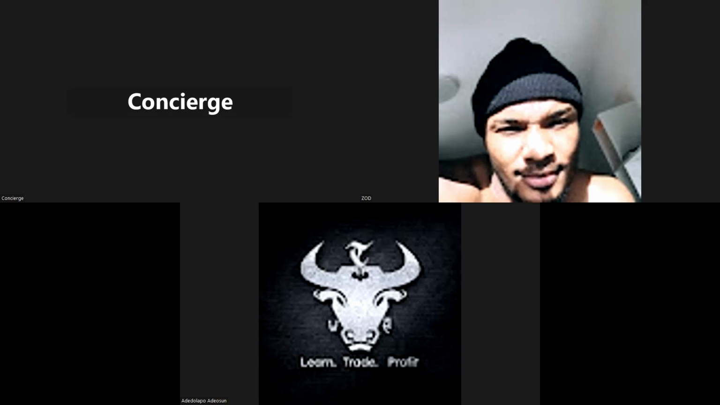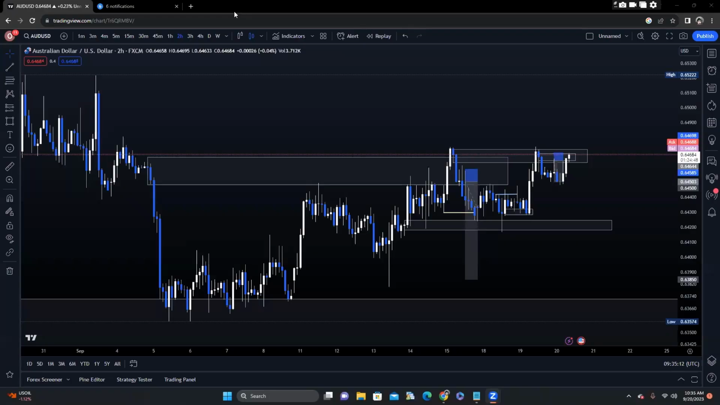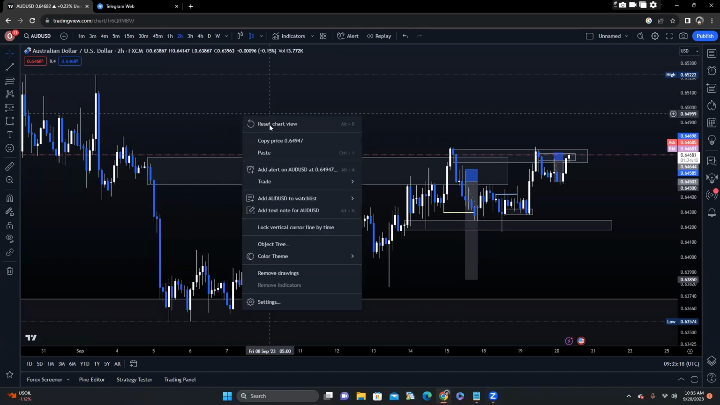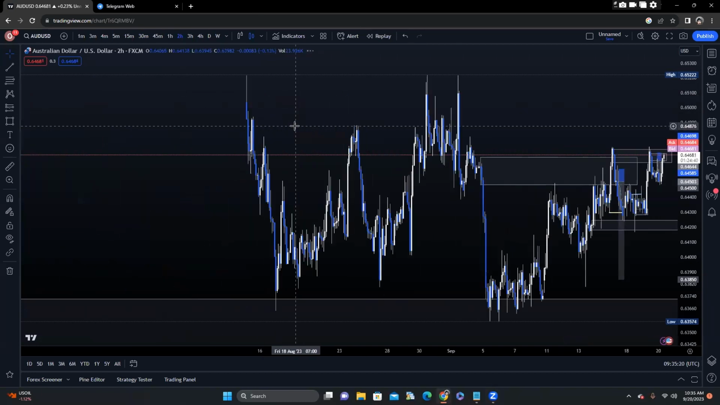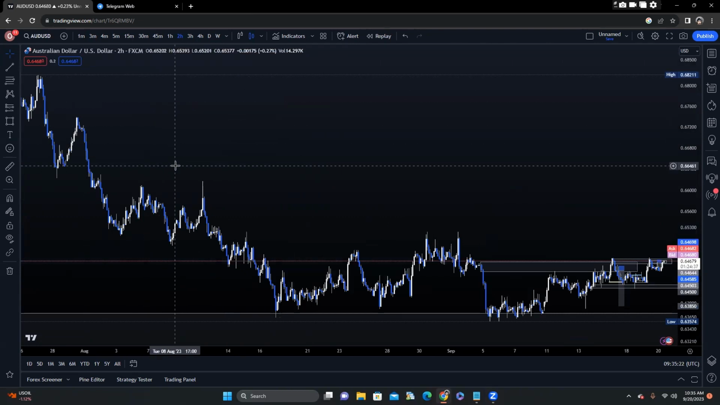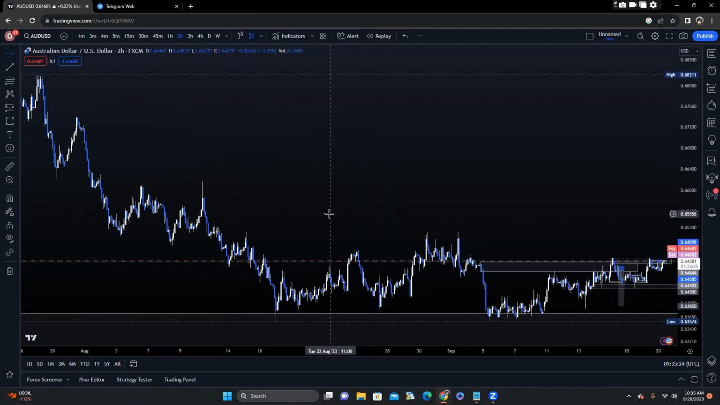And let me quickly share my screen. Okay, can you see my screen? Yes, clearly. You can see the Forex screen, right? The TradingView. Yes, clearly.